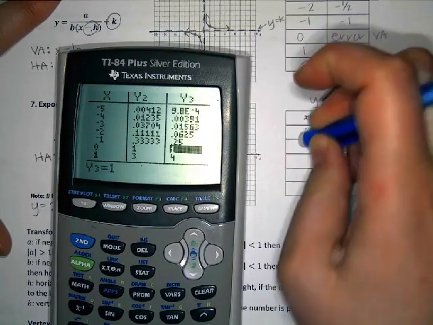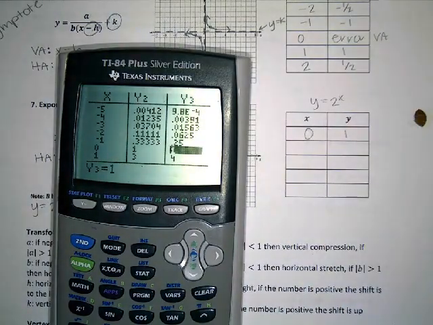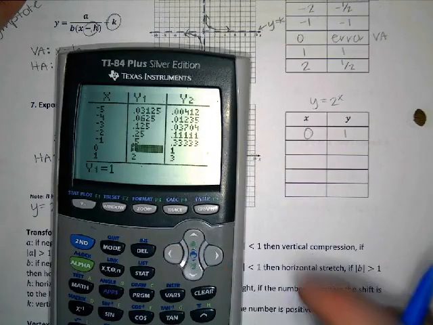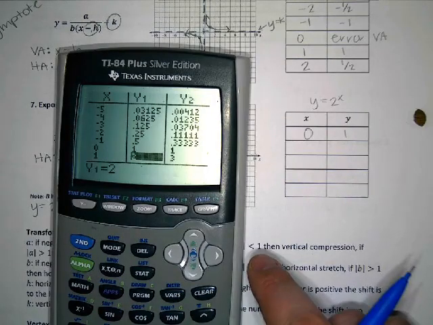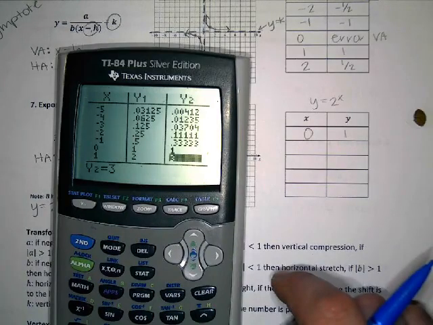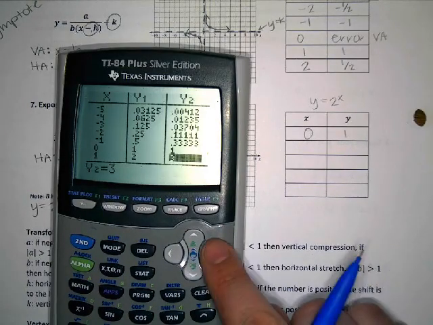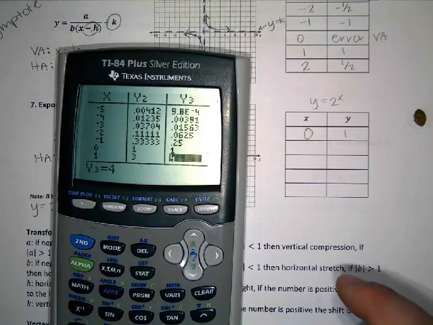Now, if you're doing a 2 to the x graph, if you plug in 1, you get 2. If you're doing a 3 to the x graph, if you plug in 1, you get 3. If you're doing a 4 to the x graph, if you plug in 1, you get 4. So how do you think it works? If you plug in 1, you get whatever the base number is. So if you plug in 0, you get 1. If you plug in 1, you get the base. That's how it's always going to work.